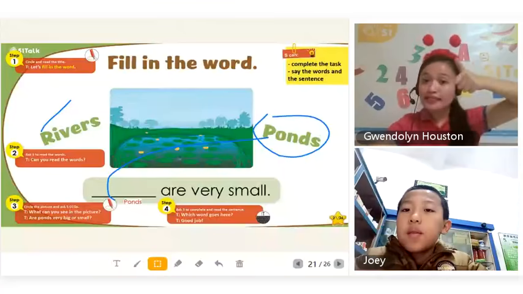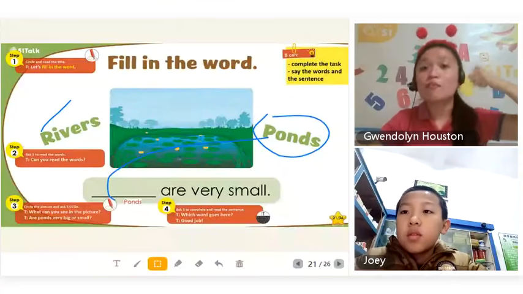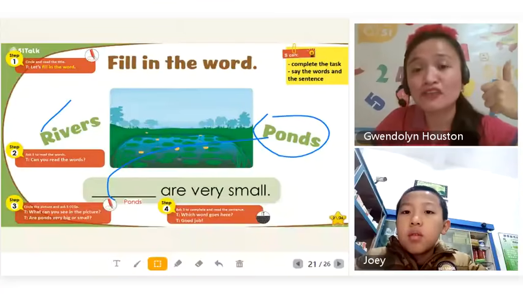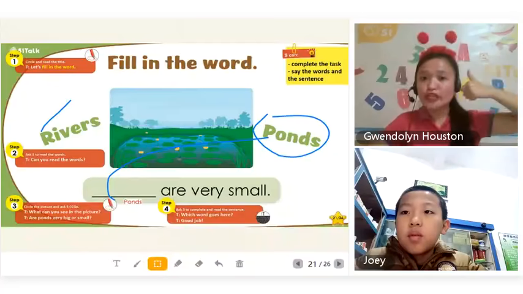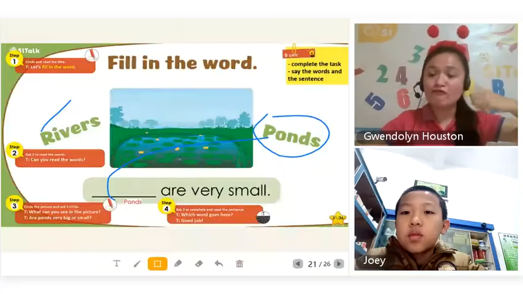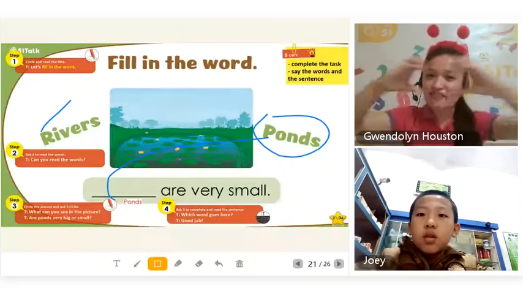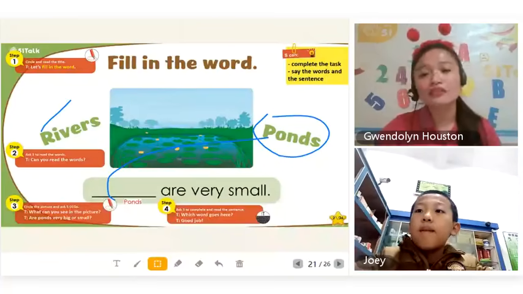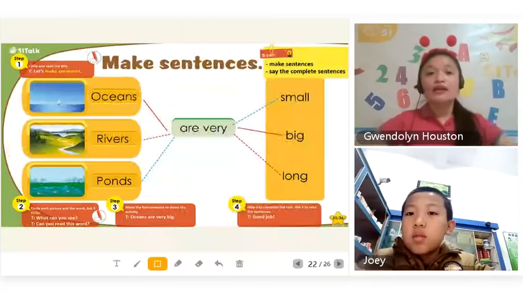Very good. So before that, teacher will give you an emoji. So this one, okay, from Cindy. I love you, Joey. Now let's go here.